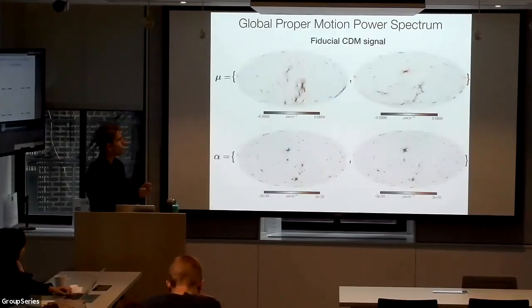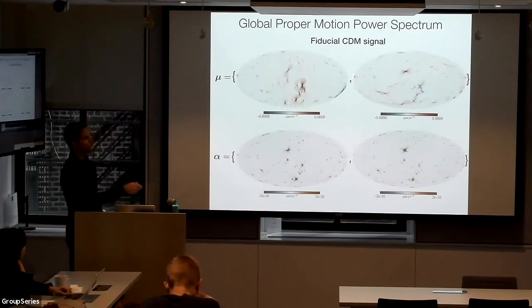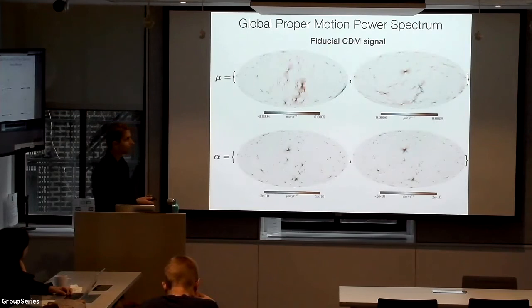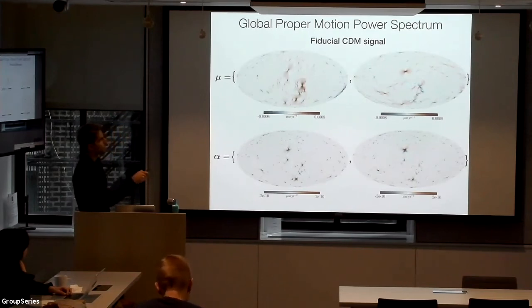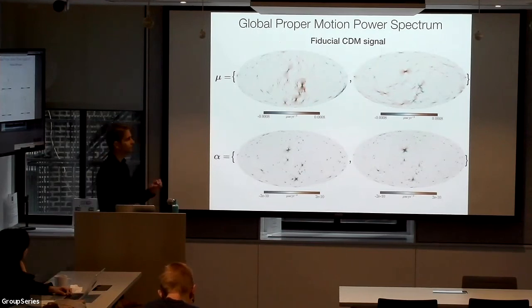So let me tell you what we want to do. We take the proper motion power spectrum of quasars, and we take this real space map and want to take a power spectrum of it. Here we've done a signal-only fiducial CDM injection. So this is what, if the stars were perfectly measured, and if the quasars were perfectly measured and had 0 intrinsic velocity, the velocity field would look like. And likewise, the acceleration field for CDM.